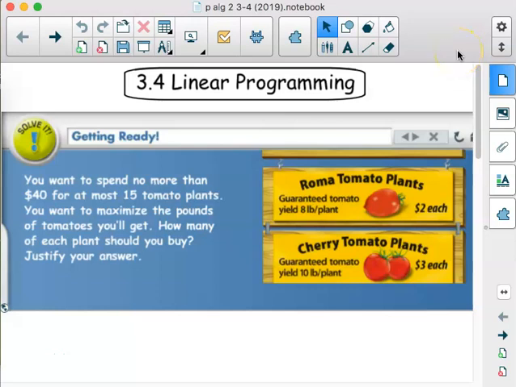Alrighty, 3-4, linear programming. Linear programming is a process that almost every business uses, quite frankly, because they want to know what they should produce so that they're producing exactly the right amount, so that people will use all of it and they won't have anything sitting there. And they want to maximize their profit and minimize their costs. So that's what we're going to look at today for linear programming.